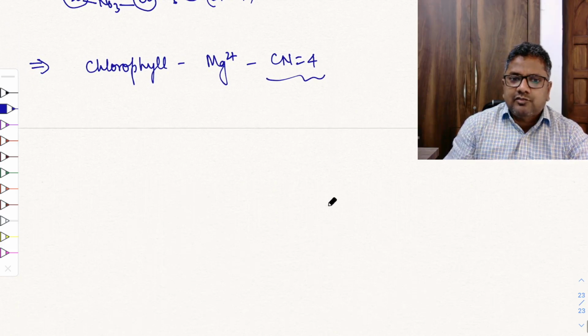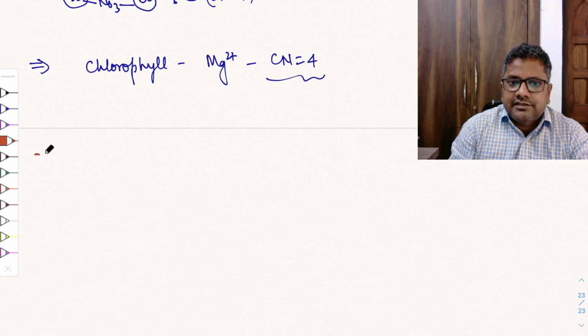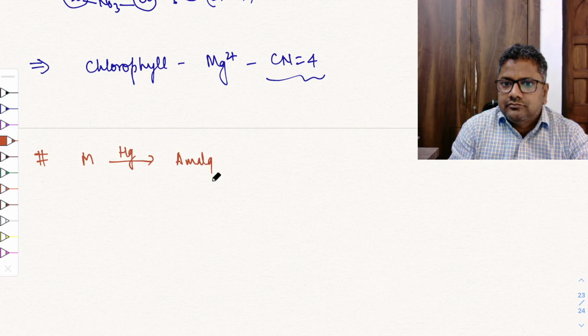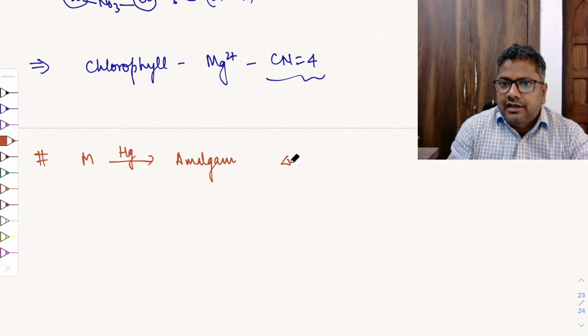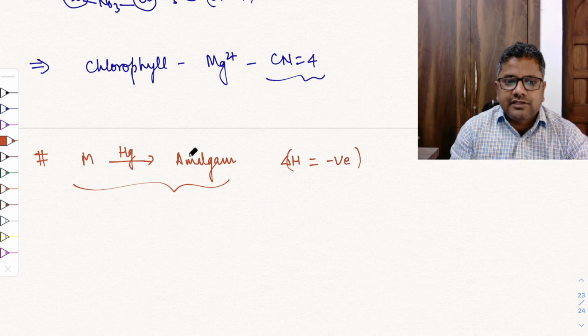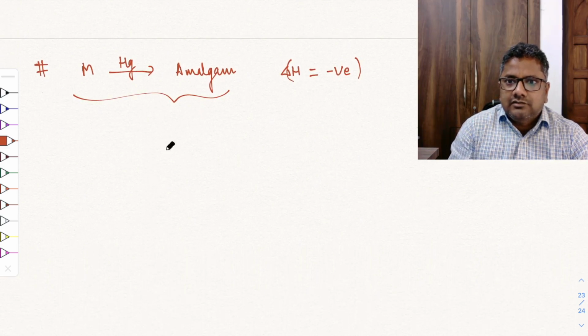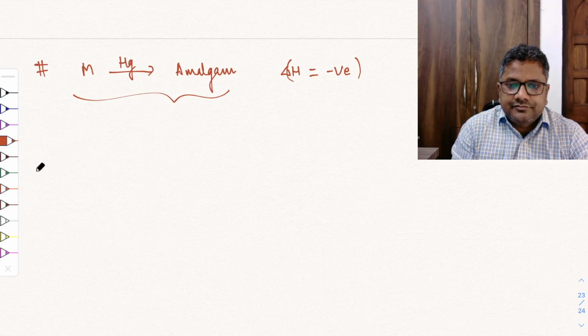Now the next property is that second group metals dissolve in mercury and form amalgam, and delta H is negative, so this process is highly exothermic. So basically all metals dissolve in mercury and form the solution, right?